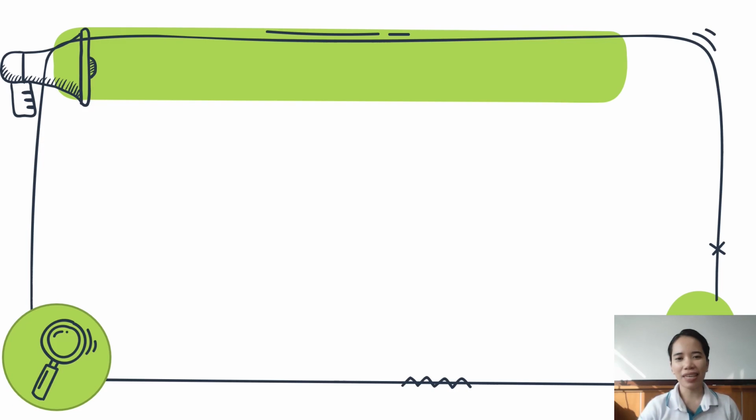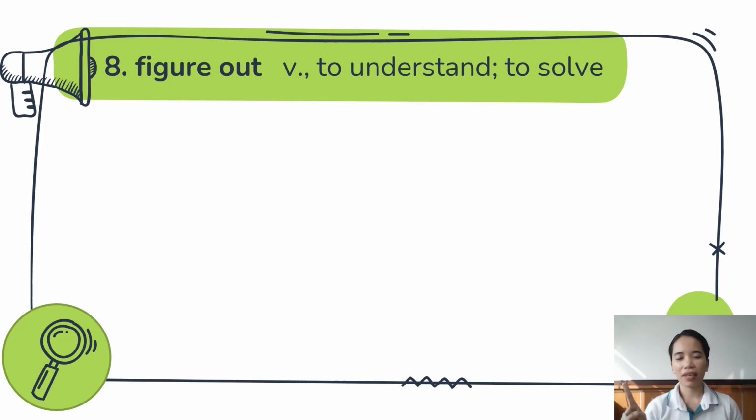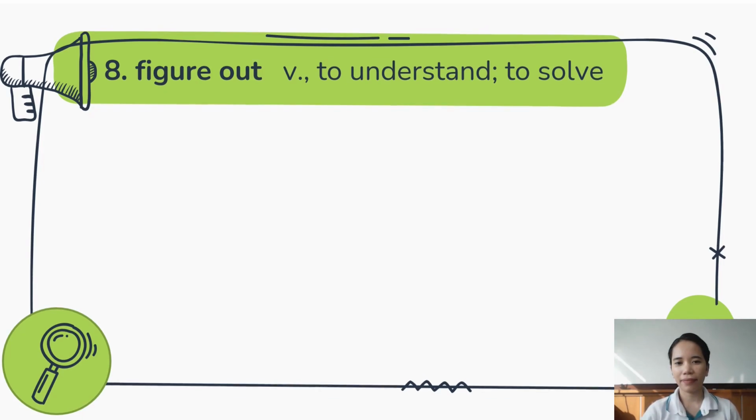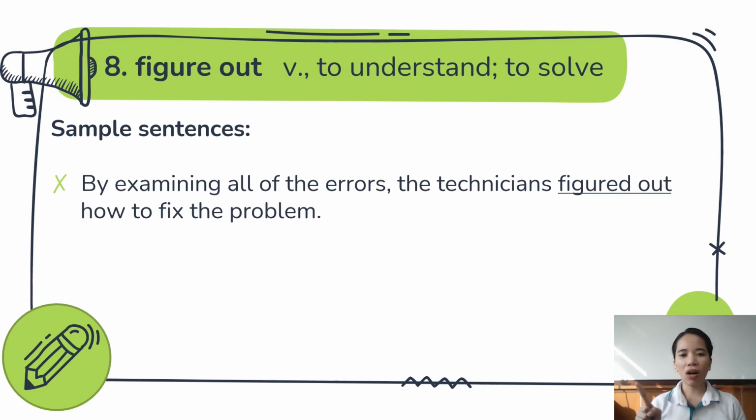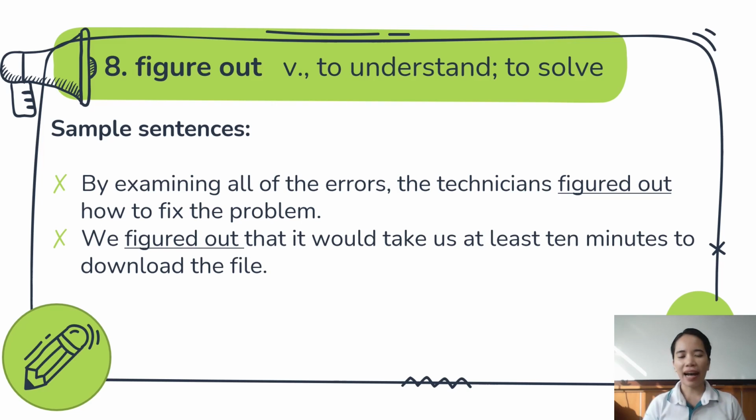And the 8th word is figure out. It is a verb meaning to understand or to solve. Let's have the examples. By examining all of the errors, the technicians figured out how to fix the problem. We figured out that it would take us at least 10 minutes to download the file.